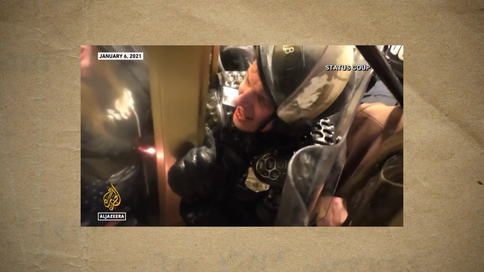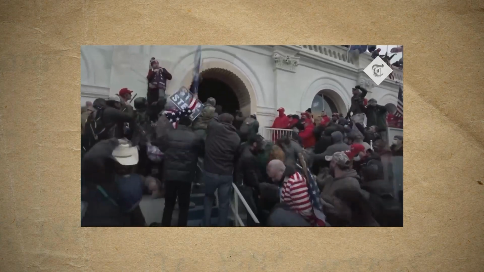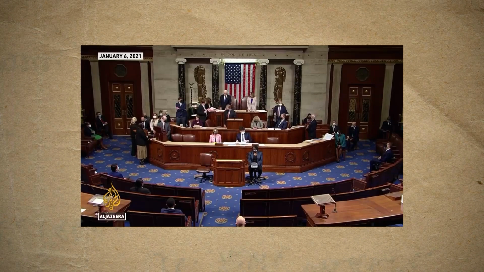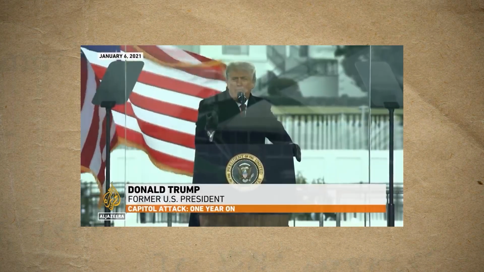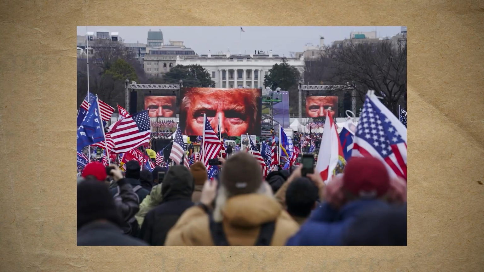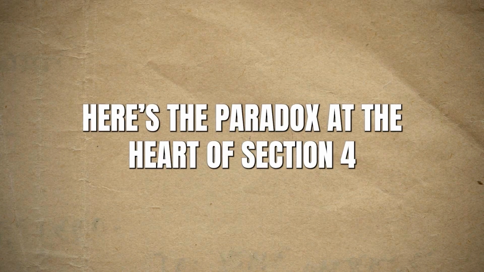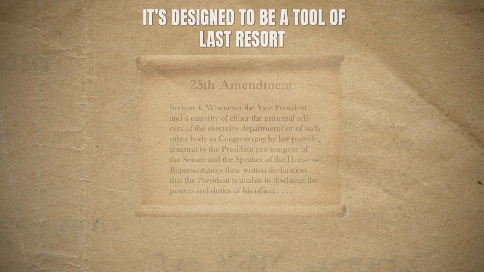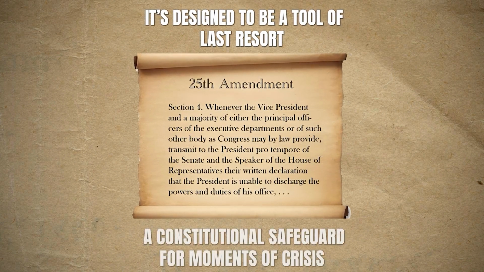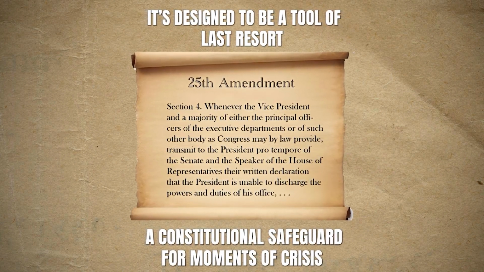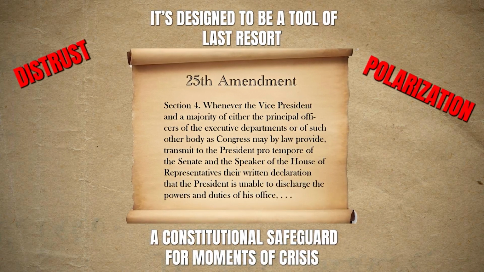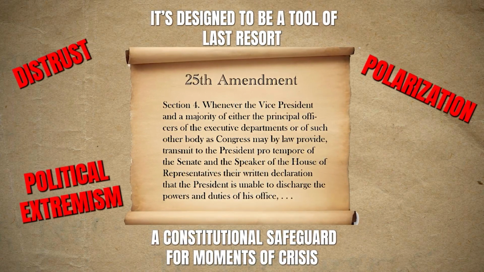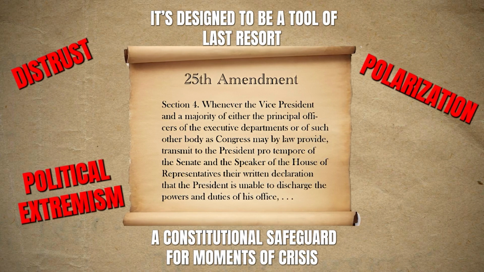The aftermath could be catastrophic. Imagine protests erupting nationwide, accusations of tyranny flying from both sides, and a government unable to govern effectively amidst the chaos. The very act of trying to stabilize a nation could destabilize it further. Here's the paradox at the heart of Section 4. It's designed to be a tool of last resort, a constitutional safeguard for moments of crisis, but the very conditions that might require its use, polarization, distrust, and political extremism, make its success almost impossible.